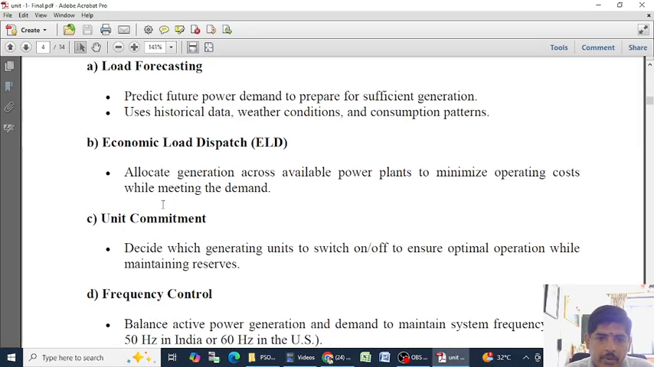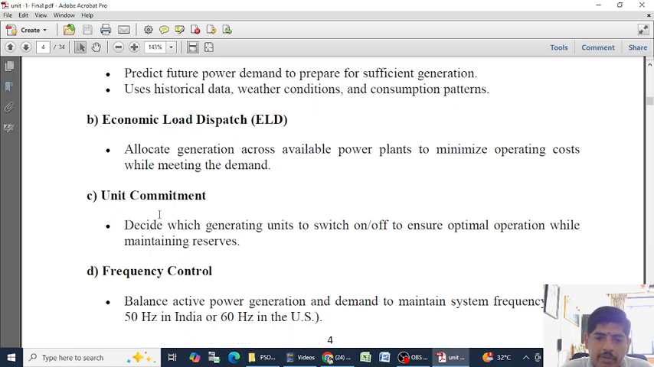The third point is unit commitment. Based on the need of the demand, we have to decide. In each generating station we have generating units of different ratings. Based on the demand, as an engineer, we have to decide which generating unit to commit first, which to commit second, and then third, fourth, and so on. Based on the demand, I have to commit the generating units; that is called unit commitment.